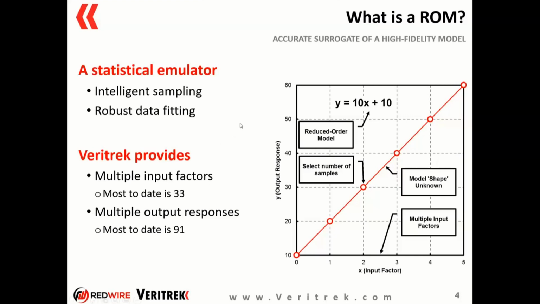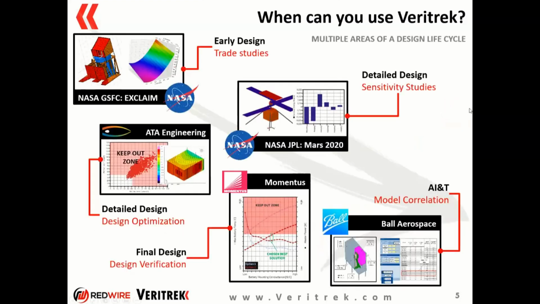All right, we'll go to the next slide. All right, so when can you use Veritrek? We certainly thought early, when we were developing this software tool, that Veritrek would be great early in the design stage. You're dealing with multiple options that you're trying to decide between. Are you going to go active or passive? How big is your radiator going to be? What kind of optical coatings are you going to use? Things like that. We thought it would be great as an early design trade study tool, and that's certainly held true to this day. An example is some of the work with NASA Goddard with their Exclaim program.